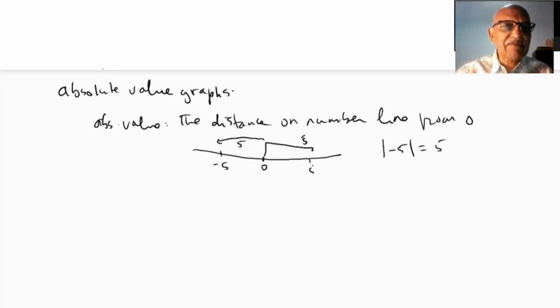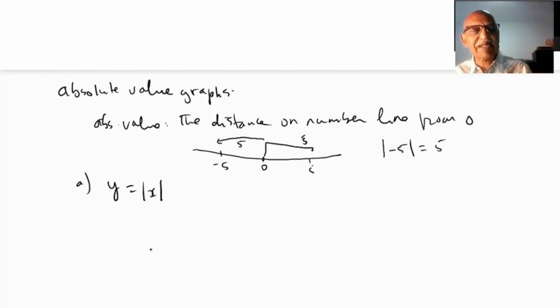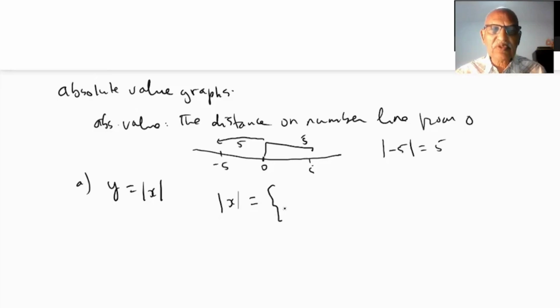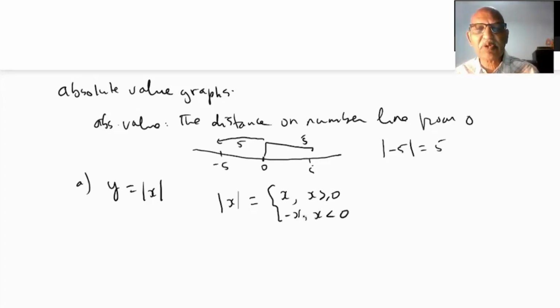So let's see now the graph of first one, y equal to absolute value of x. It's a simple graph, but let's see the meaning of absolute value. If I say absolute value of x, this has two solutions. It can be x when x is greater than or equal to 0, or it can be negative x when x is less than 0. This is a very basic important concept even for first year university.